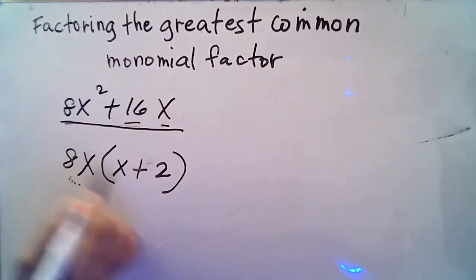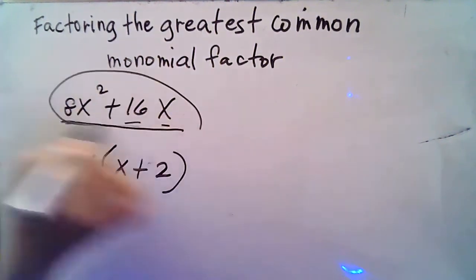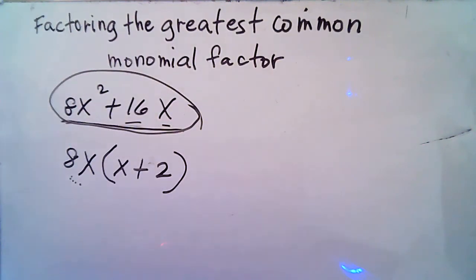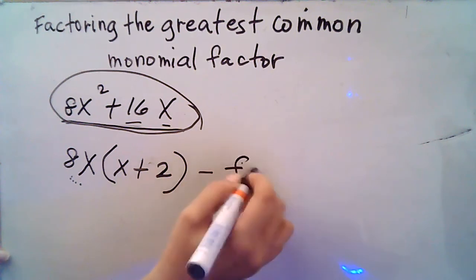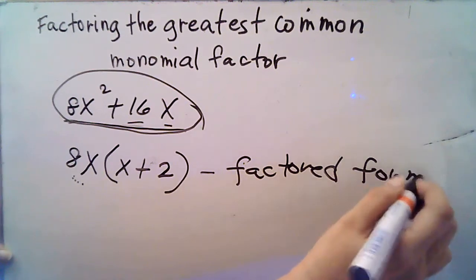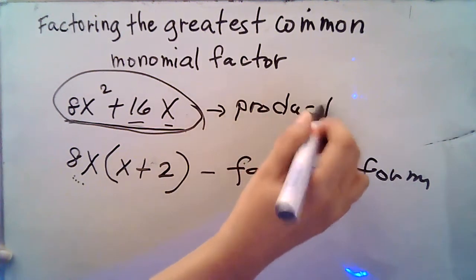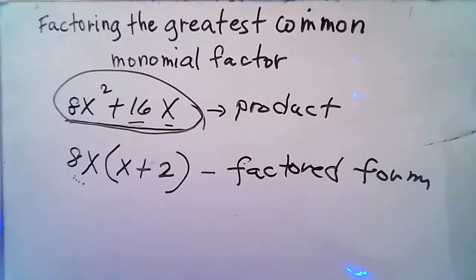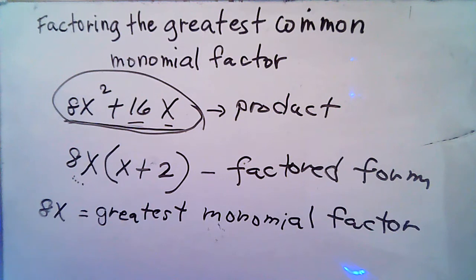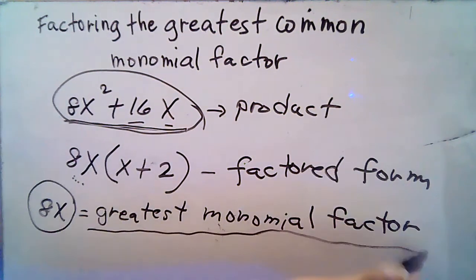Now, if you multiply this, or distribute 8x in each of the terms, it will give us this result. Okay, so this is the factored form of this product. All right. So that's actually how factoring works. And also remember, in factoring, we need to find the GCF. And in this expression, we get 8x as the greatest common monomial factor.